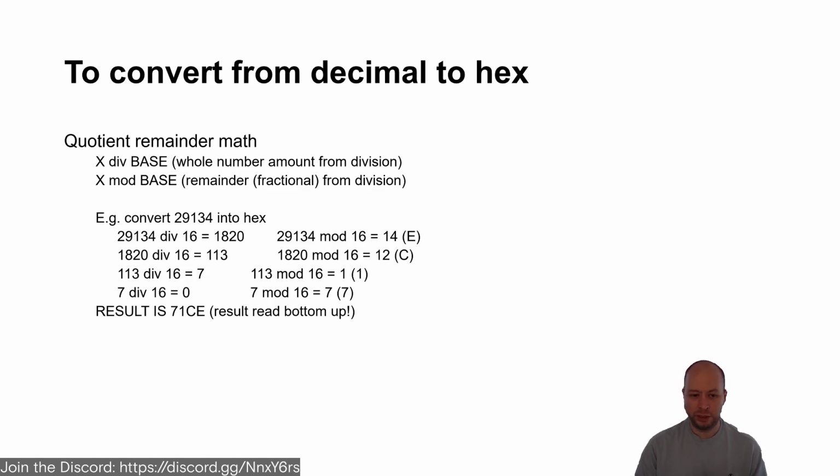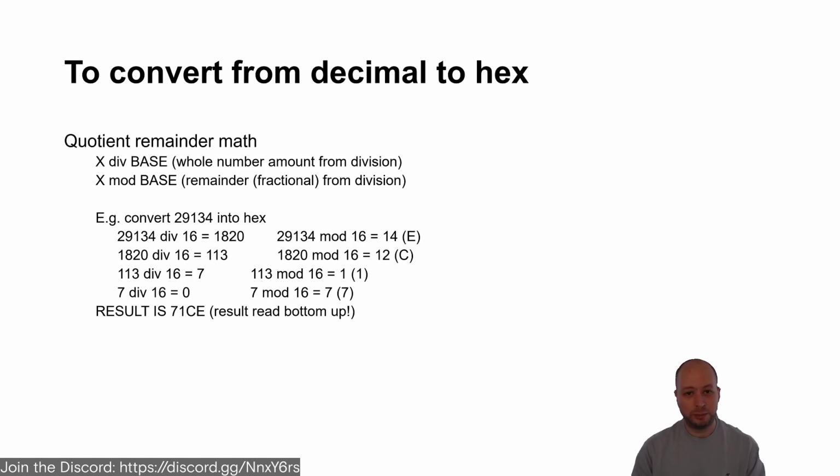And now we repeat the process on 1,820. We divide, now we know that's the next value we're going to be modding, and then we mod the existing value 1,820, and we get the next value, 12, which is C. And then we do the same thing for 113 and 7. So we are now getting EC17, right? And 7 being the most significant value, we get 71CE.